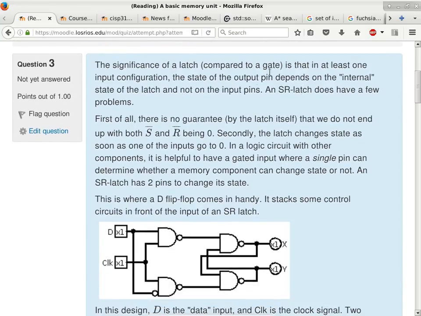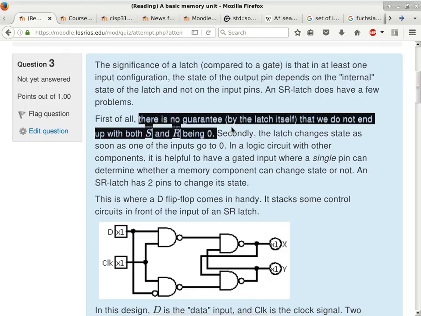The significance of a latch is that at least one input configuration, the state of the output pin depends on the internal state of the latch and not on the input pins anymore. But it also has a few problems. The first problem is there's no guarantee that we do not end up with both S bar and R bar being zeros. Because there's nothing here to guarantee that the input to the entire SR latch cannot be both zeros, which will drive both output pins to be high, which does not make any sense. Okay, so that's one problem.